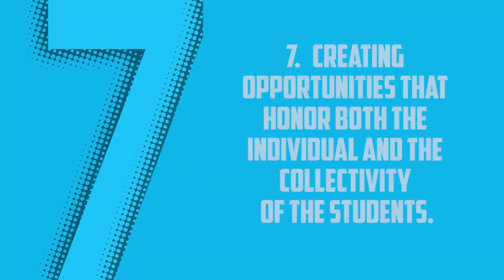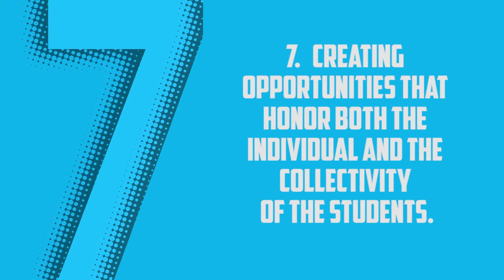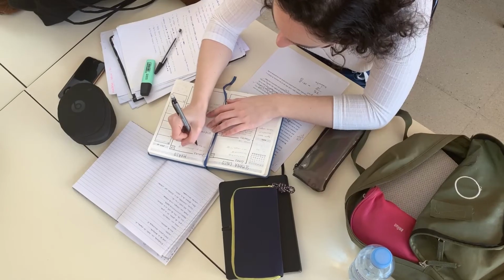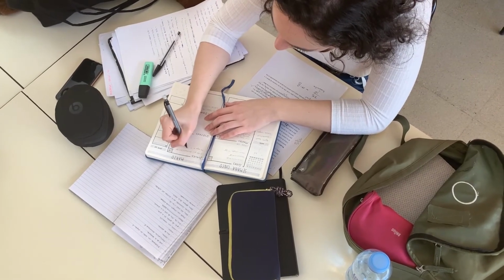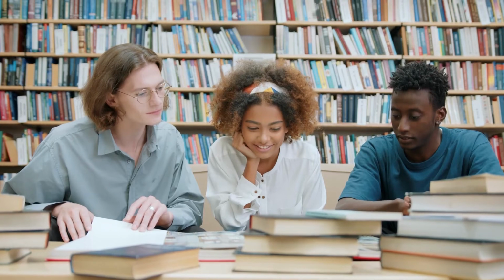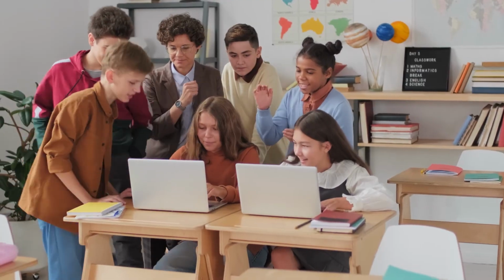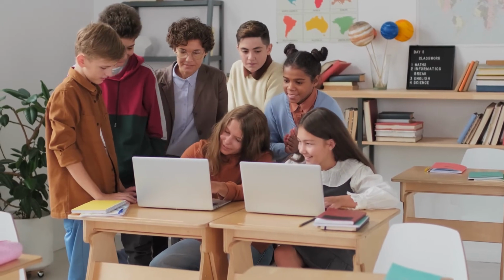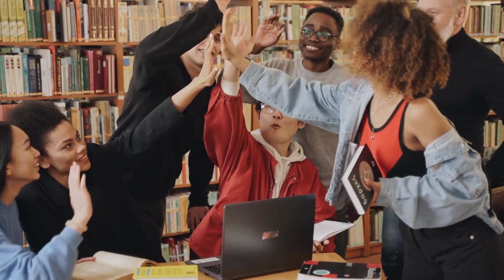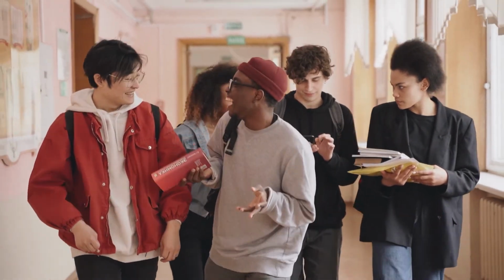Number 7, creating opportunities that honor both the individual and the collectivity of the students. This principle refers to honoring individuality along with the collectivity of the students. Cultivating individual and collective identity should be the goal. Be strategic in your groupings so that students can learn from each other and how to communicate with students who have different ways of being, knowing, and doing.